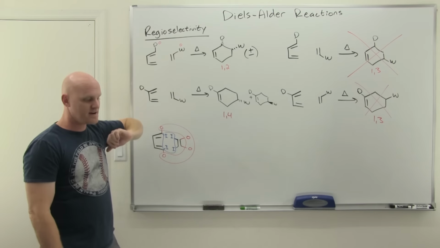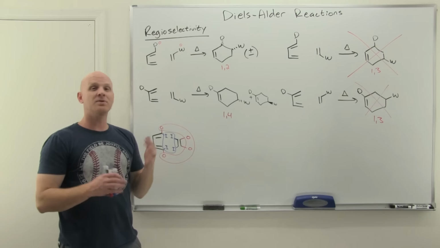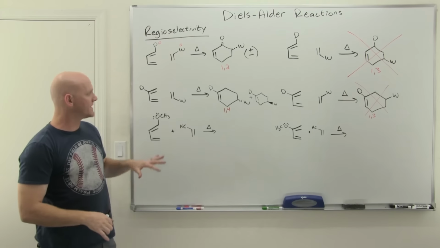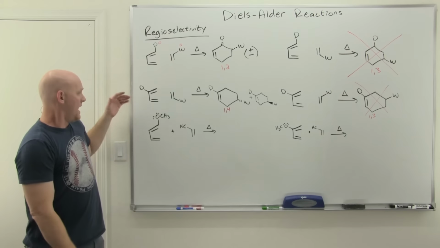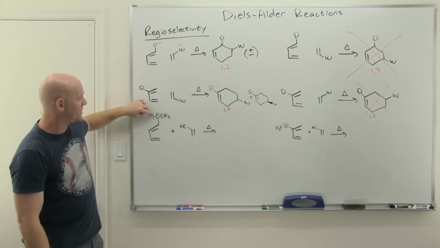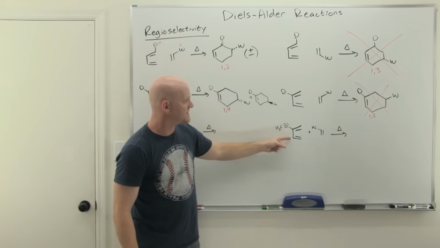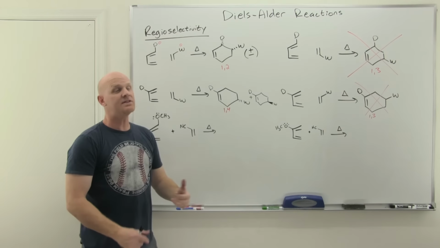Let's take a look at an example and let's explain it with resonance. We're going to take a look at two examples here. In one example, we're going to have an electron donating group on one of the end carbons of our diene, and in the other one, we're going to have one of the two interior carbons of the diene, to see the difference here.